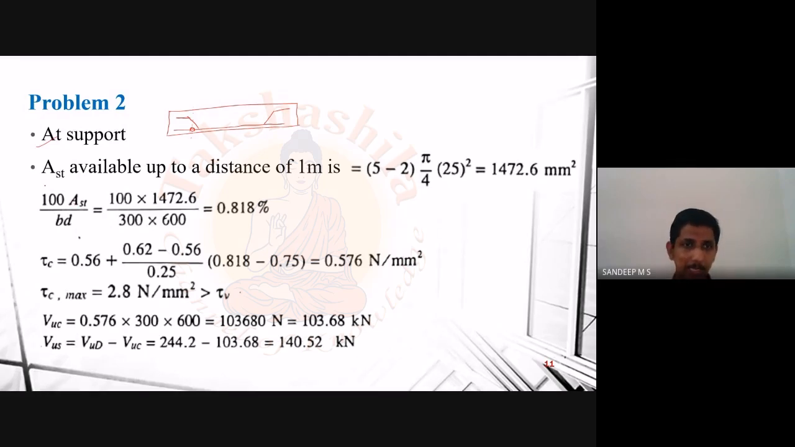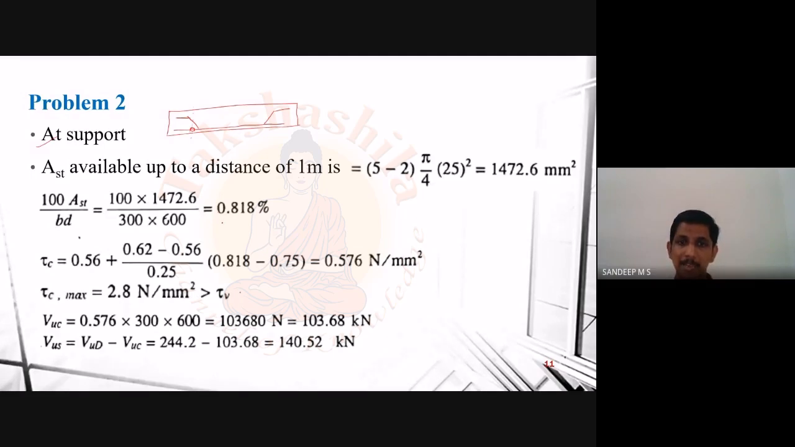Now, once you obtain the value of AST, you have to calculate 100 AST by BD. Why are we doing all this? In order to calculate the value of tau C. That must be there in your mind. 100 AST by BD is coming as 0.818%. Therefore, tau C can be calculated from table 19 of IS 456. I hope it was on page number 73.